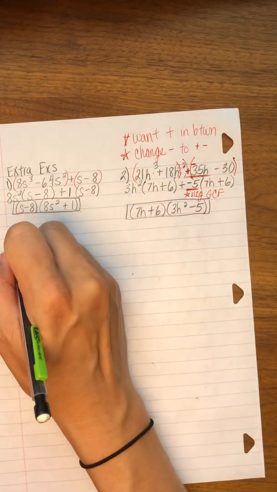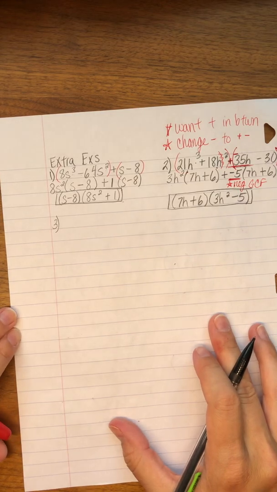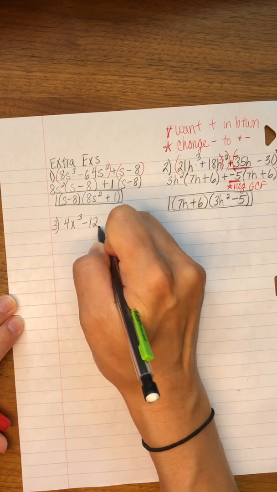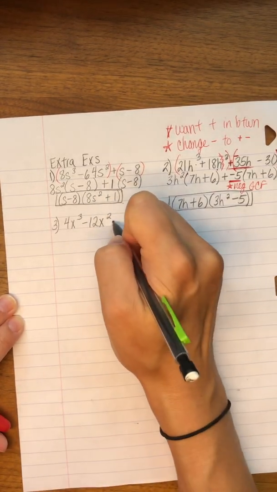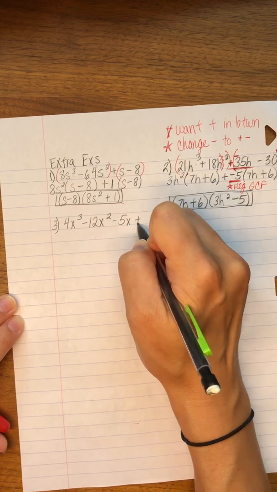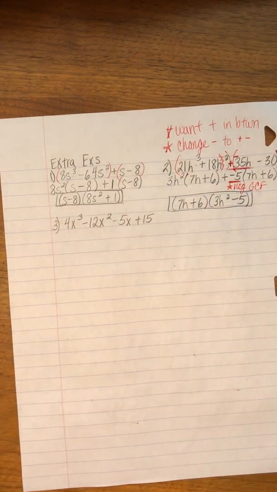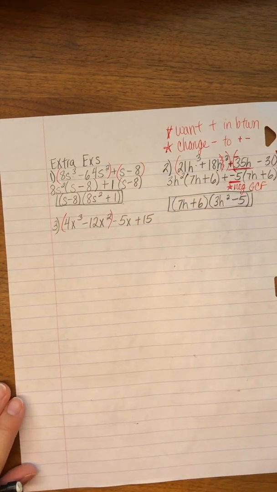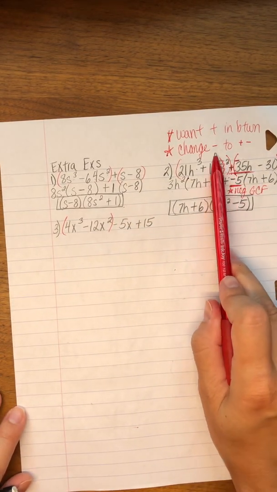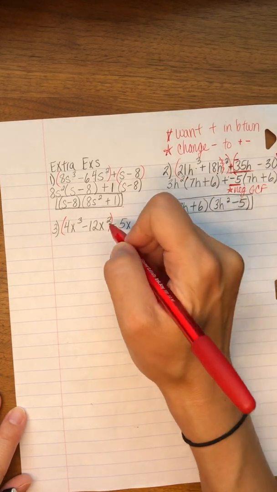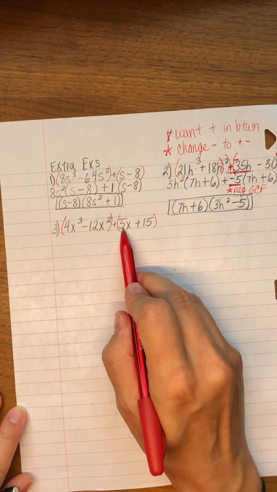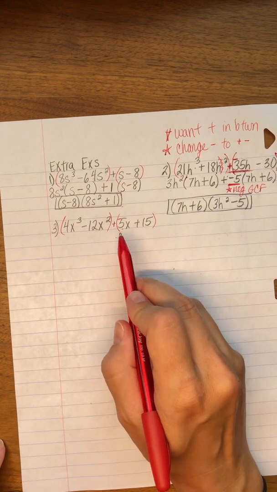Okay, let's do another one. Call this number 3. Let's do 4x cubed minus 12x squared minus 5x plus 15. Okay, notice that this is in standard form. Let's start grouping. I'm going to group the first two terms together. Now this is another case where there's that minus in the middle. Let's change the minus so it's plus negative, and I can have that negative in the group with the 5. This is really a negative 5, so I don't want to separate the negative from the 5.